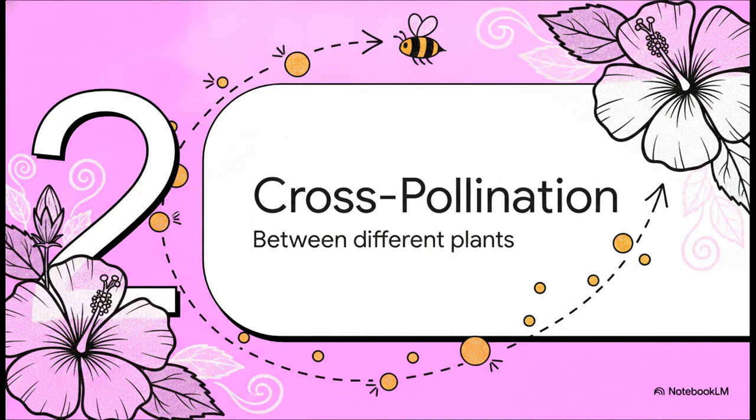All right, let's move on to our next method, which is a little more adventurous. This one is called cross-pollination. This happens when pollen travels between flowers on completely different plants of the same species. Picture two separate hibiscus bushes growing on opposite sides of your garden. The pollen from one bush takes a grand trip all the way over to the flowers on the completely different bush.